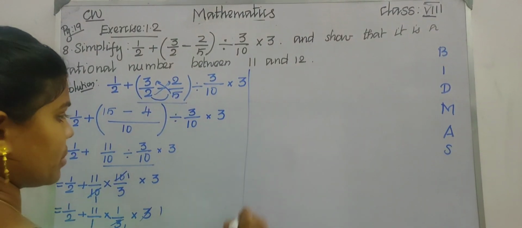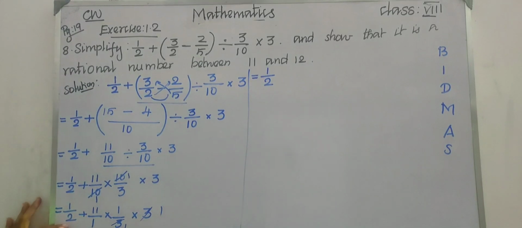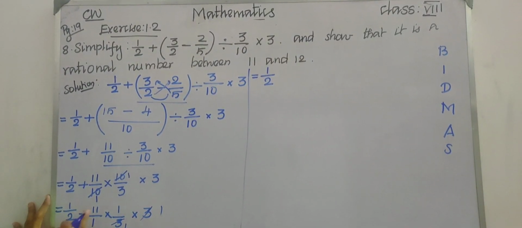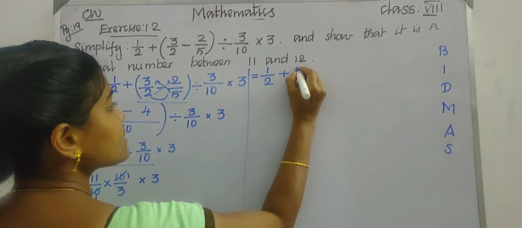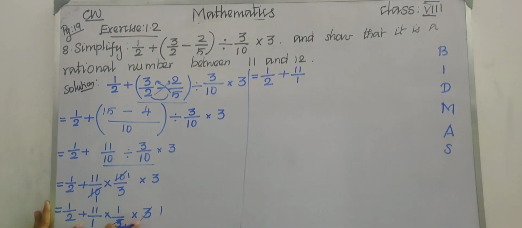So we can do here. So 1 upon 2, and then plus 11 upon 1 into 1 upon 1 into 1.